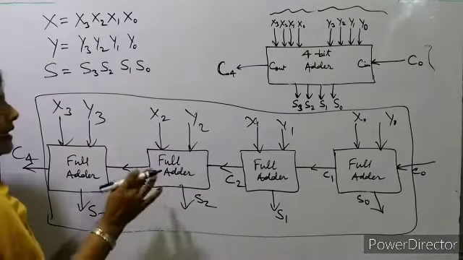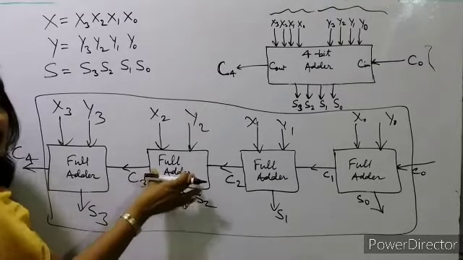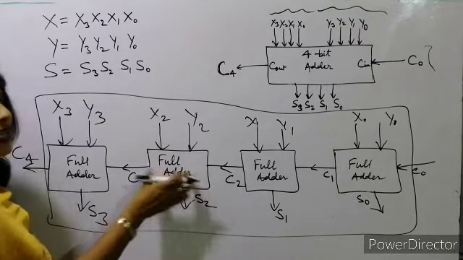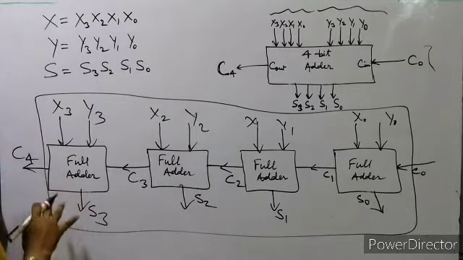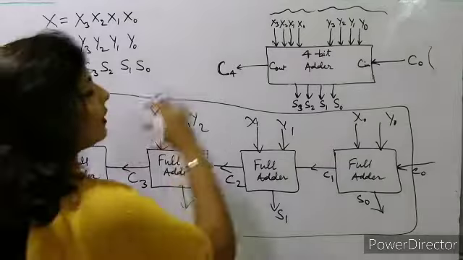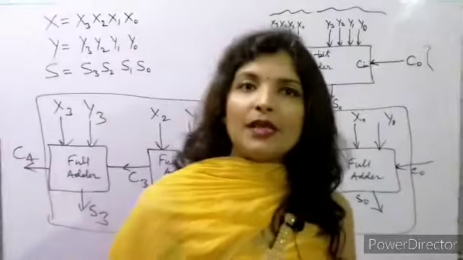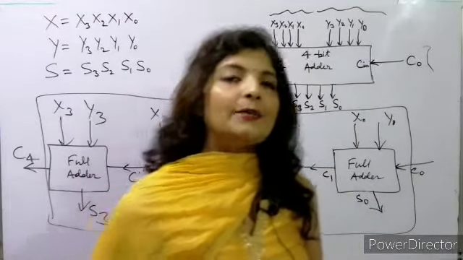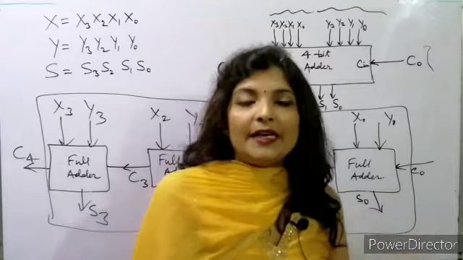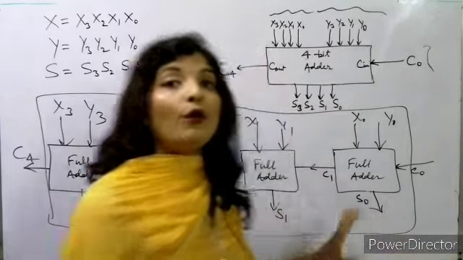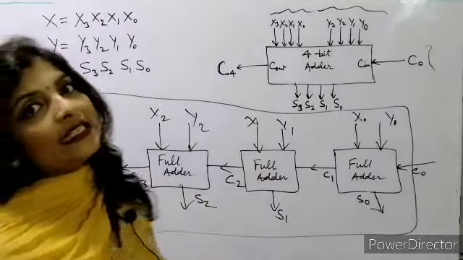In this case, the C3 we are getting is the carry out for this one, and this will act as the carry in for the next higher bit, the highest bit. So this is basically a 4-bit carry ripple adder. How do we design a 4-bit carry ripple adder? It will be designed by using 4 full adders connected in series.